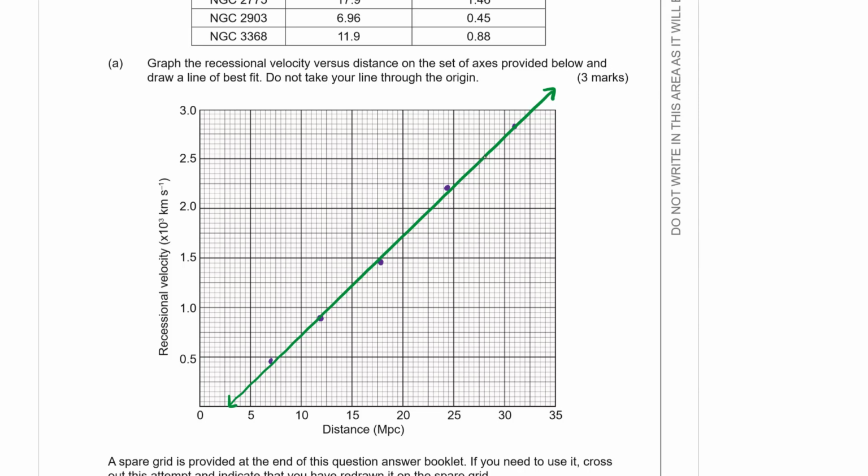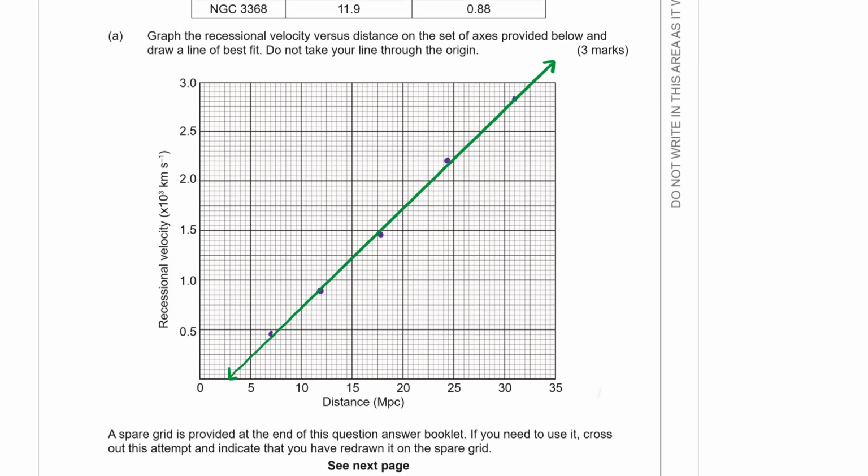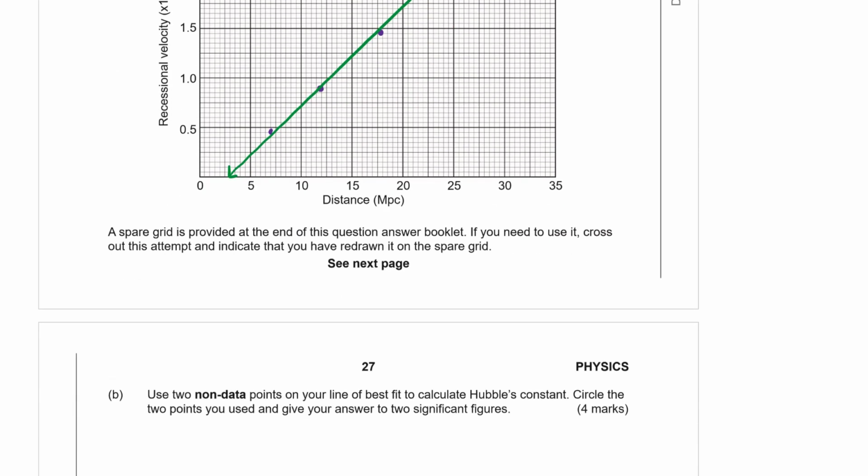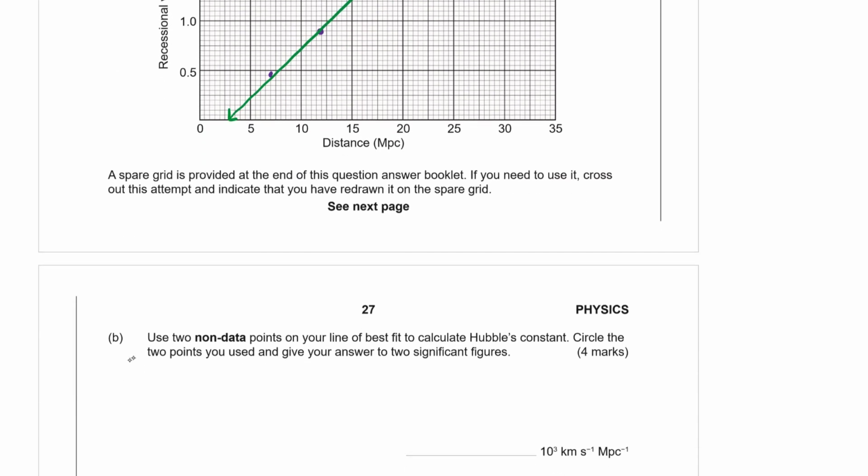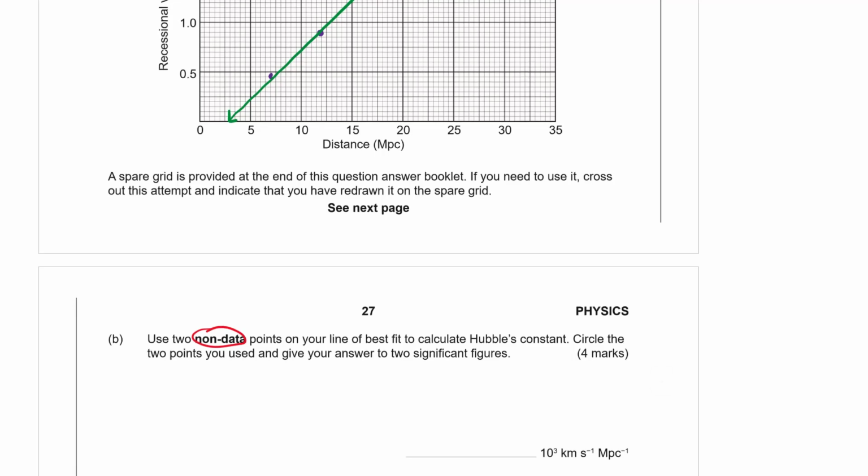So you want to have a pretty good judgment of this sort of thing, and with practice, you'll get really good at it. And the next step with this line of best fit would be to start looking at finding the gradient. Now I believe it's got here, it even specifically says use 2 non-data points. And that's a given. You shouldn't use data points when working out your gradient to calculate Hubble's constant. Circle the 2 points you've used and give your answer to 2 significant figures.